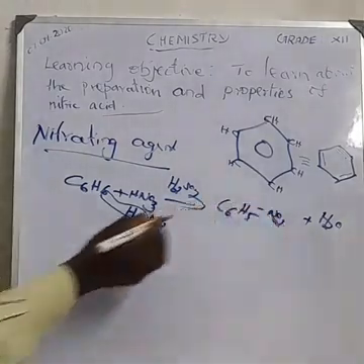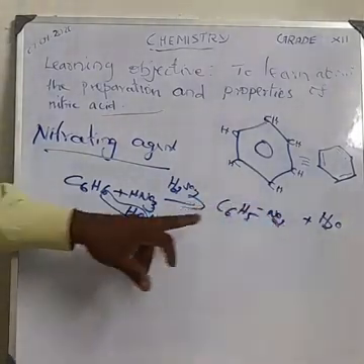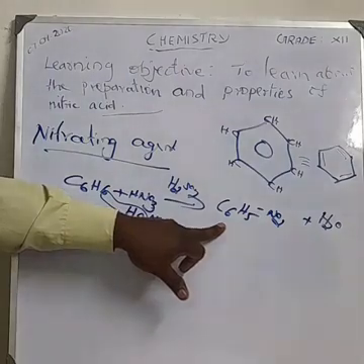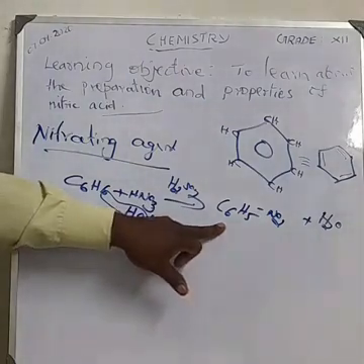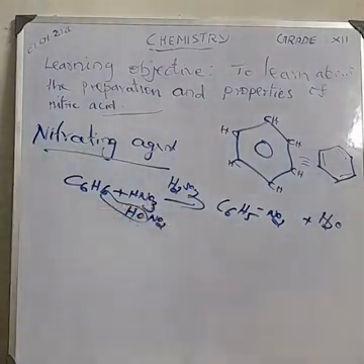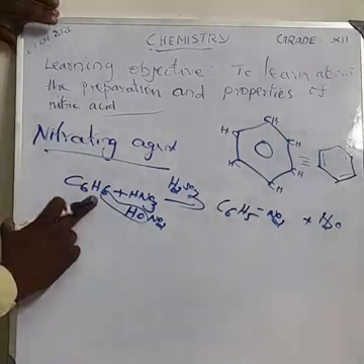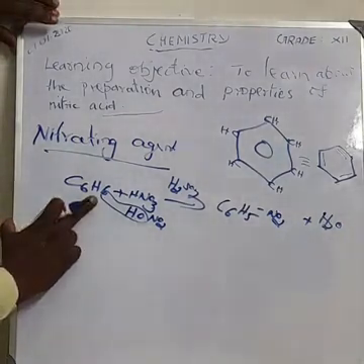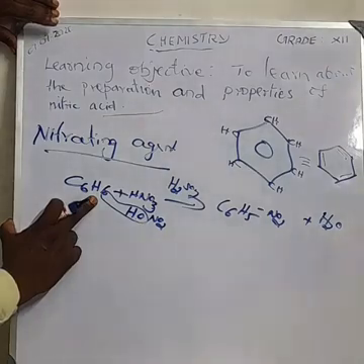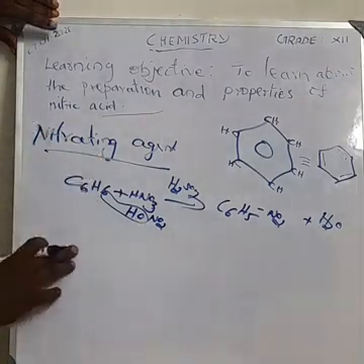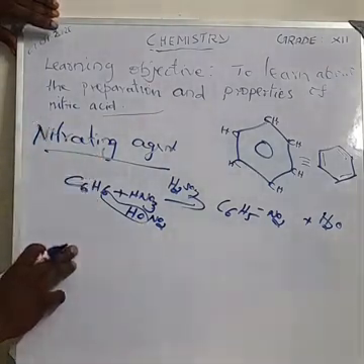C6H5NO2. Clear? This is called nitrobenzene. What's the name of this compound? Nitrobenzene. It is an organic compound formed when one of the hydrogens is replaced with NO2. Here I told you about the nitrating agent. What is the meaning of nitrating agent?